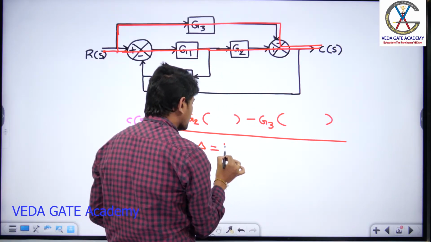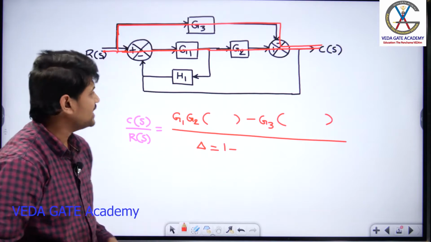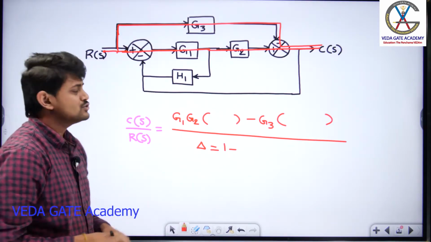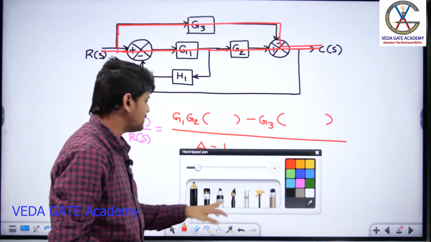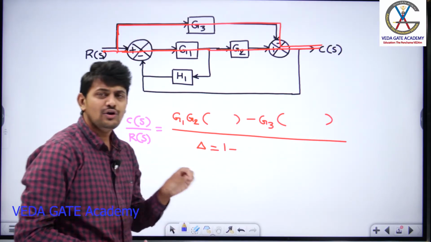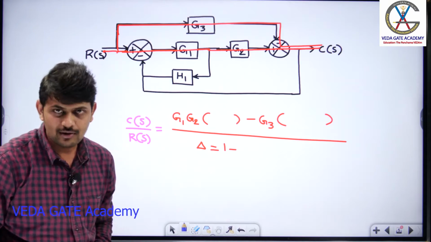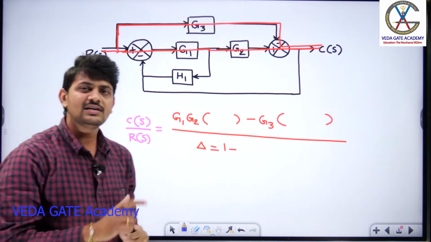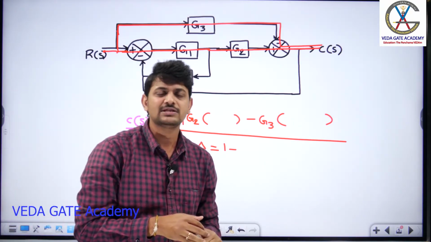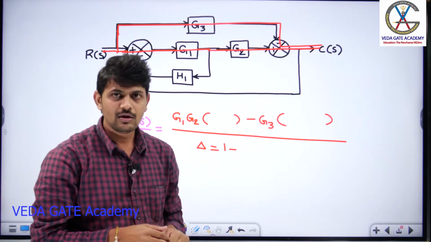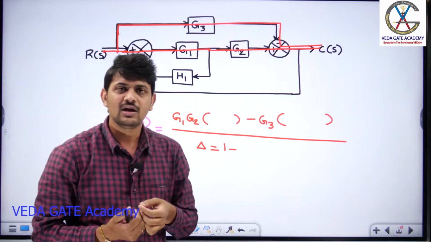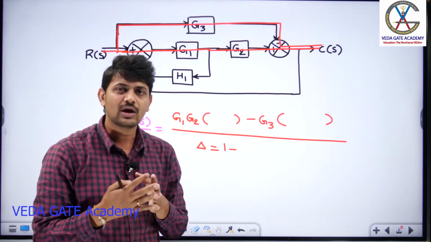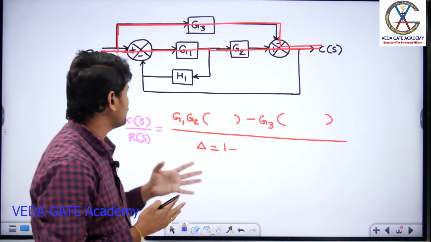The delta formula, you know, is 1 minus the sum of individual loop gains. Now, can you tell me how many loops are there? To identify the number of loops for a given block diagram, the best procedure is to start from any summing point and see how many ways you can reach the same summing point. Likewise, for all the summing points, you can identify how many ways you can reach, and out of all those, you have to consider unique loops.